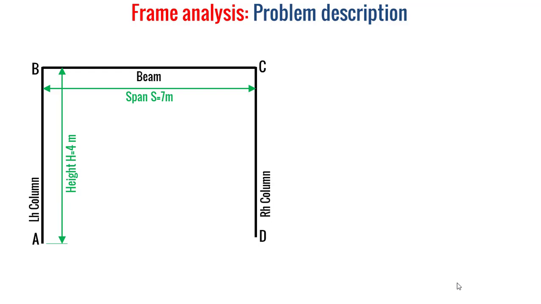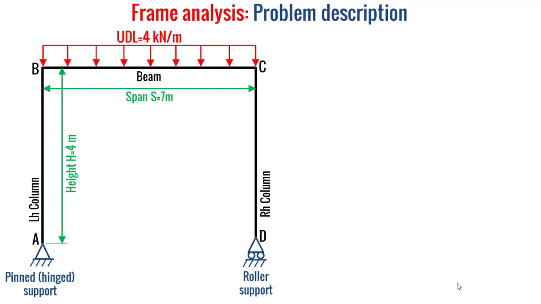This frame is supported by a pin support at the bottom of the left-hand column at the point A and by a roller support at the bottom of the right-hand column at the point D. This frame is also loaded by a uniformly distributed load, UDL, equal to 4 kilonewtons per meter.